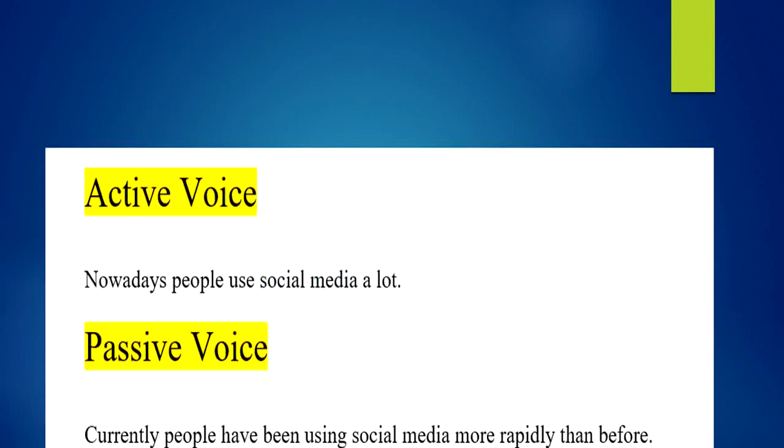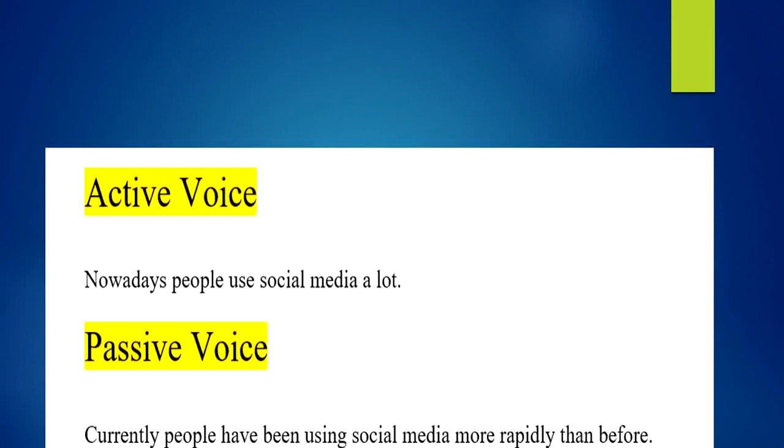Very important. Yes, change your sentence structure from active voice to passive voice. Just an example, "Nowadays people use social media a lot" is active voice. Here the subject is social media and the starting words are nowadays people. So how will you convert active voice into passive voice? It's simple. "Currently people have been using social media more rapidly than before."